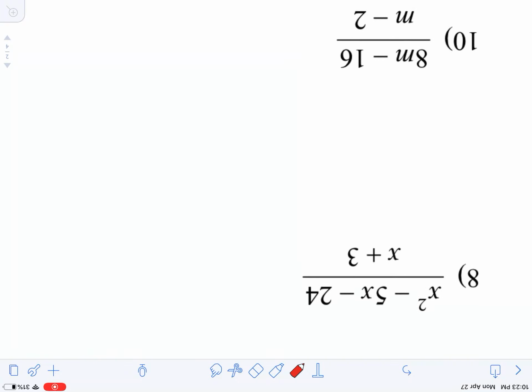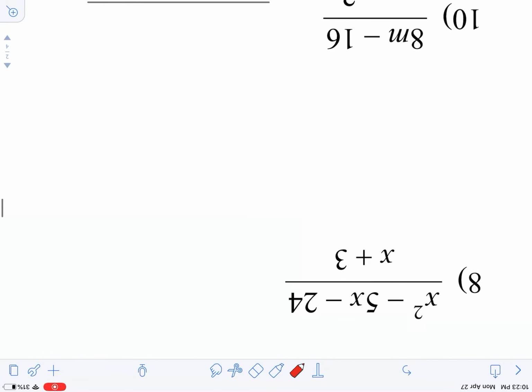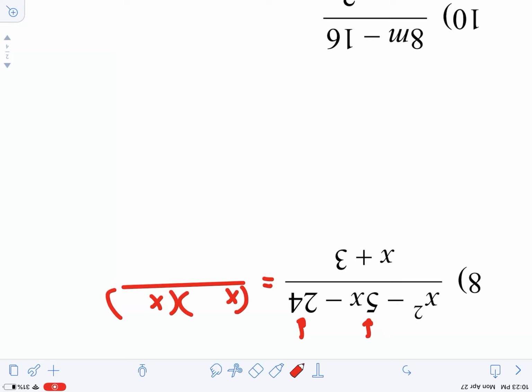So for number 8, we're going to factor and cancel. The numerator is a quadratic, so we can do the FOIL type factoring. X, we need two numbers that'll multiply to -24, add up to -5. I believe -8 and +3 do the trick. The bottom cannot be factored. It's just x plus 3. There's nothing you can really do with it.